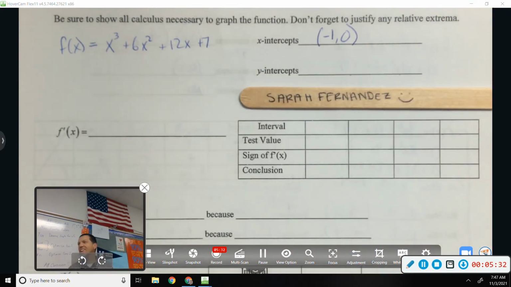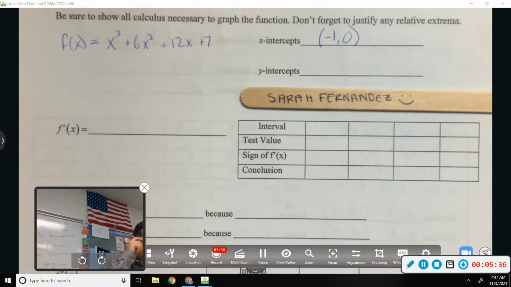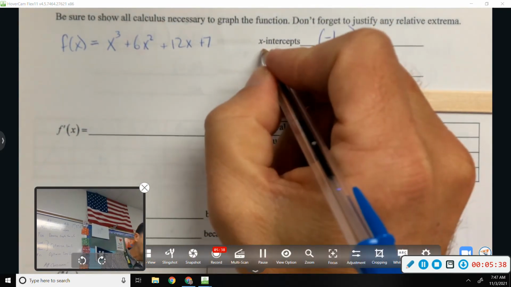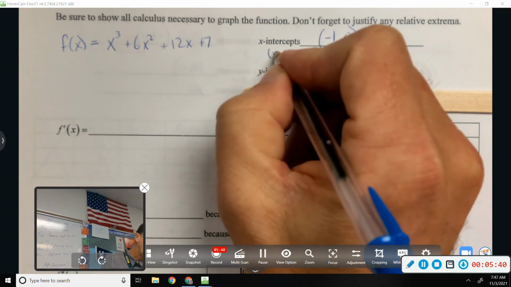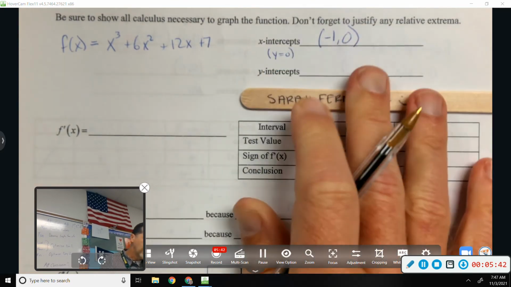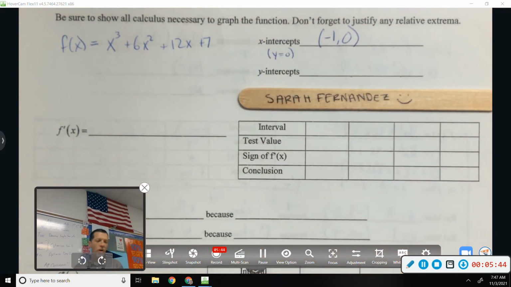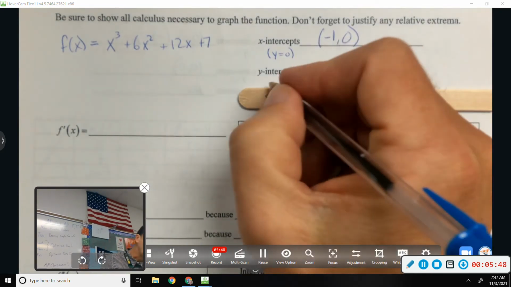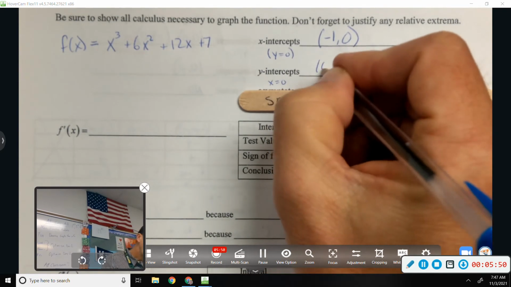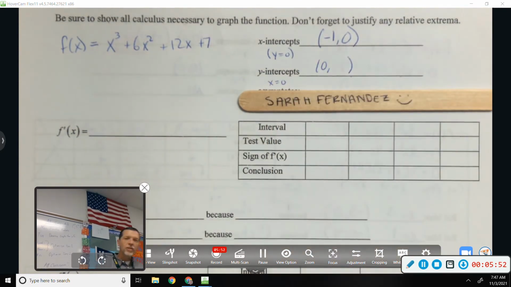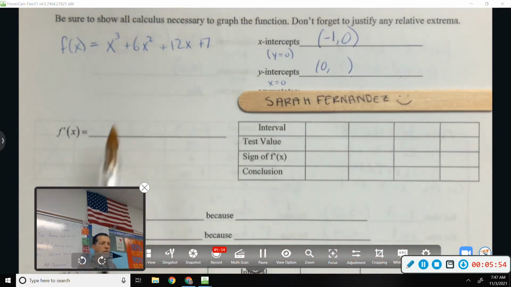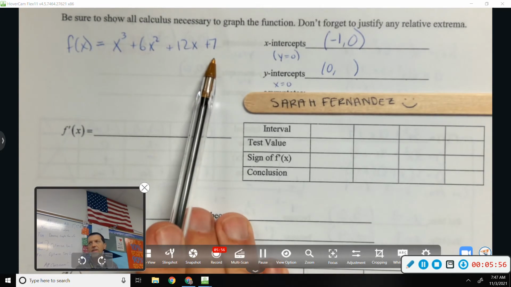Y-intercepts, because that's not a calculus thing. That's an algebra thing. Now, you weren't here for the reminders yesterday, so I will say to find x-intercepts, you set y equal to 0. So, Sarah, to find y-intercepts, we set x equal to 0. And if we plug in 0 for x, what do we get? 7.